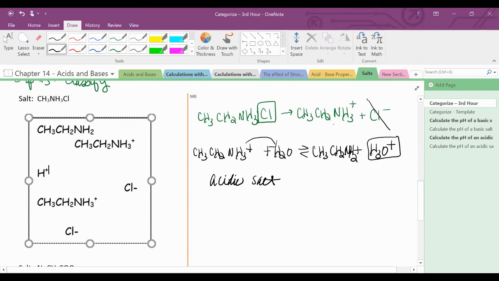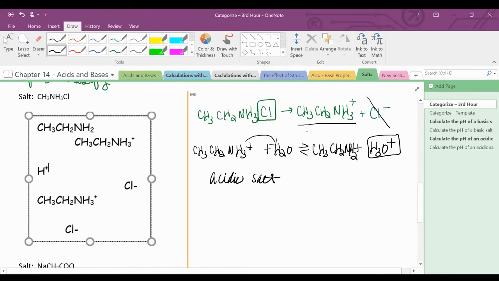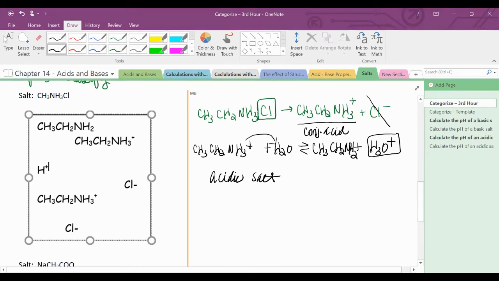Okay. So this cation is a conjugate acid of a base. And the cation has a proton to donate.